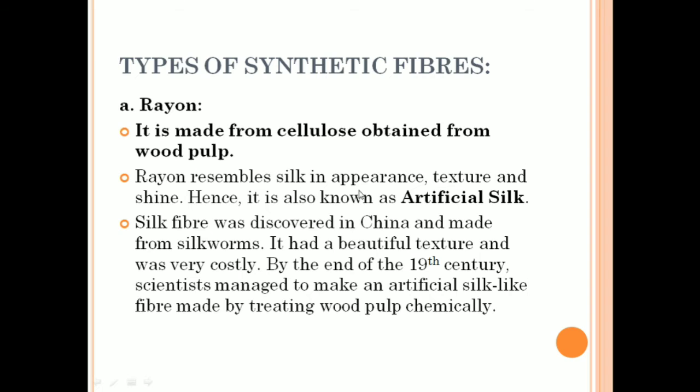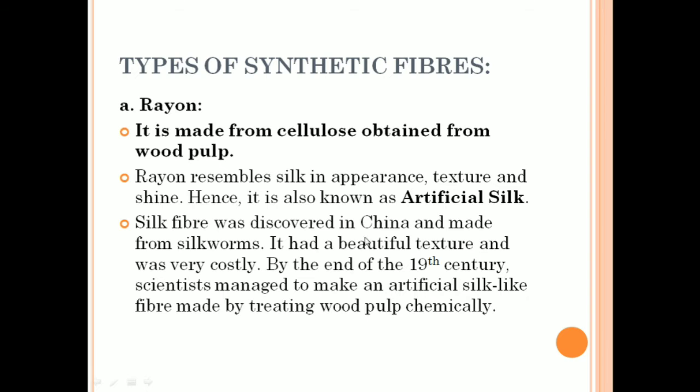Rayon resembles silk in appearance, texture and shine, hence it is also known as artificial silk. Now, how is rayon resembling silk? It has the same appearance as silk. It also has texture and shine just like silk. So it is also known as artificial silk.